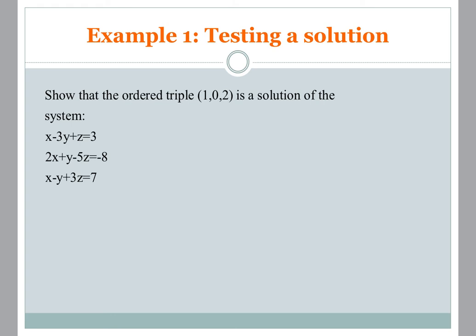So in order for a 3 variable solution to work, it would have to be plugged into each individual equation. The order is X, then Y, then Z. And I would literally just plug these in to show that it is an answer. So X would be 1 minus 3 times 0 plus 2 equals 3. 1 minus 0 plus 2 and 3 equals 3. So that worked for that one.